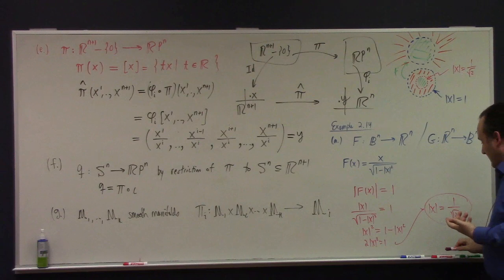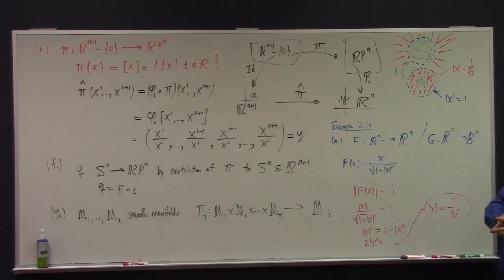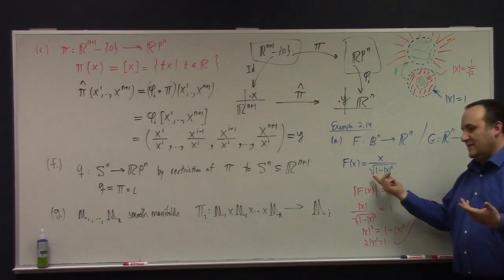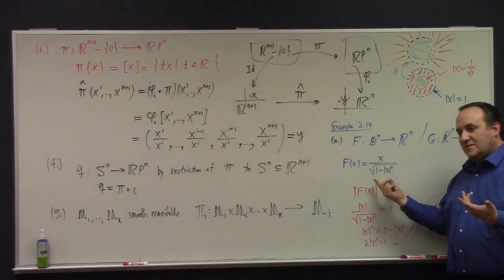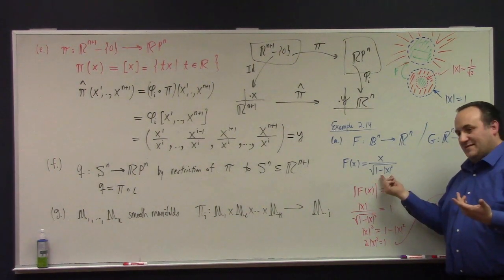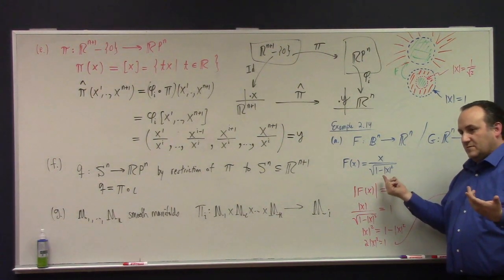Is it a smooth map? Yeah, it's a smooth map because the place where it gets into trouble, you don't get to. The length of x being 1 is a place you don't get there, so it's a smooth map.